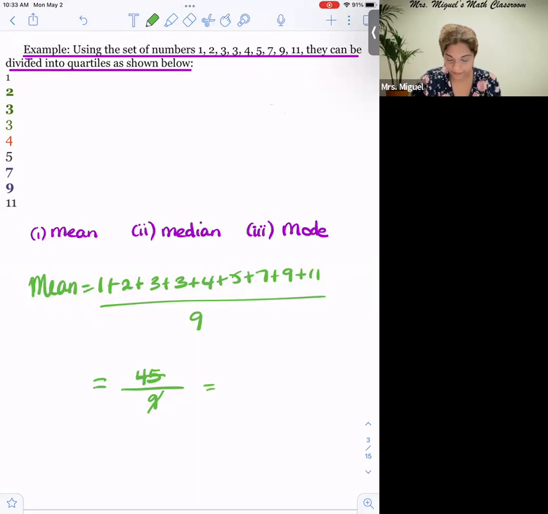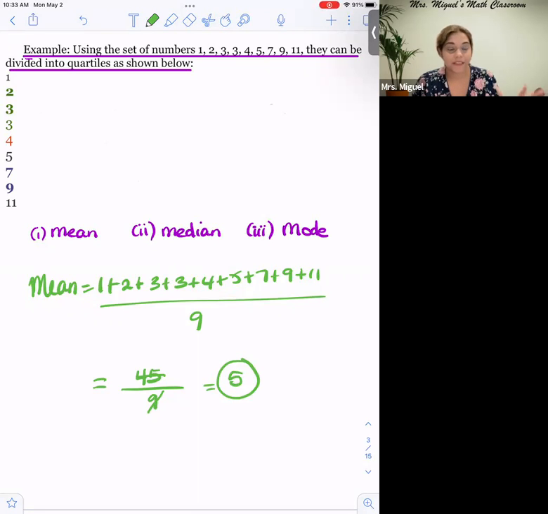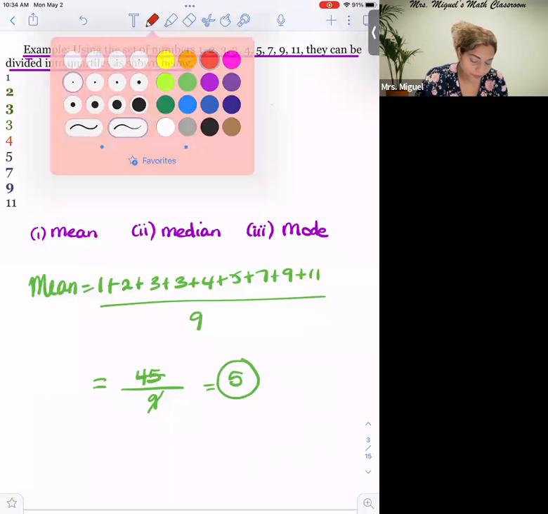5. Now, not all the time it works out perfectly. If it doesn't work out as a whole number, you have to write it to 2 decimal places, okay? So keep in mind, not all the time the mean works out perfectly. Sometimes we have to write it correct to 2 decimal places. Now, let's go with the median.